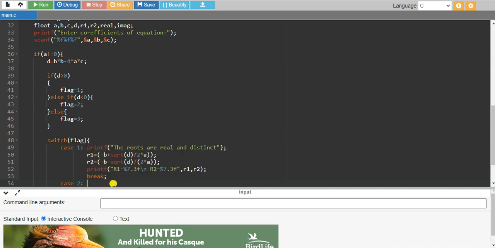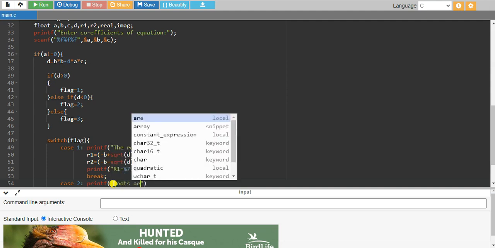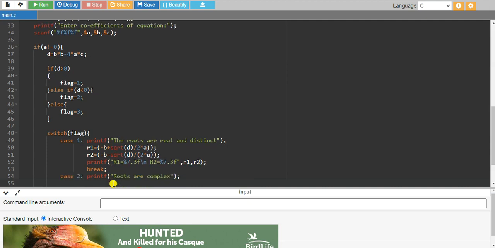Case 2 is what? Printf. Then here we have roots are complex. That is nothing but roots are complex. That is nothing but roots are distinct. Both the roots are distinct. Then print or calculate the real number and the imaginary number.